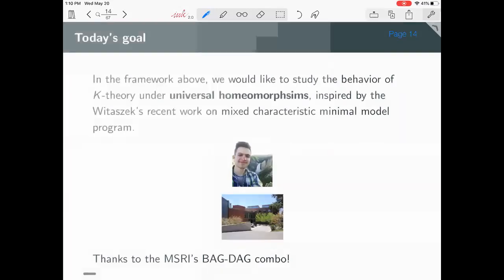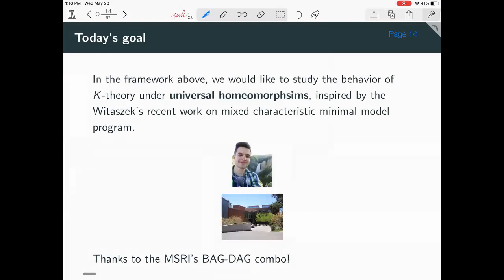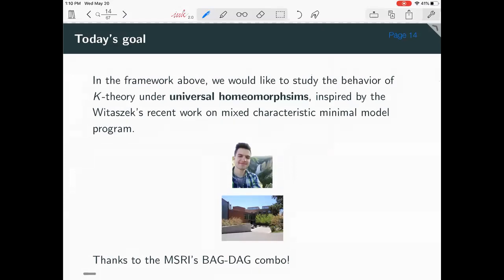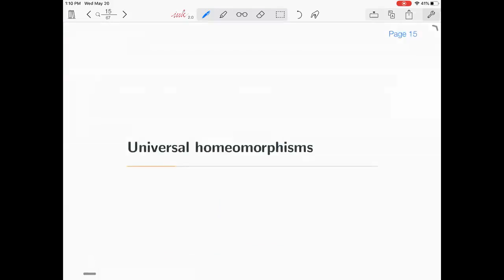And what I find fun about this project is that it's really a combination of the DAG program and the MSRI program that ran last year. There was this program called Derived Algebraic Geometry where I was part of, and then there's this other program called Birational Algebraic Geometry that Jakub was part of. And somehow people actually spoke to each other and, you know, some things came out. It's kind of an exciting thing, and that's MSRI right there, below Jakub. Okay. So let me explain universal homeomorphisms through several examples. This will be a very example-based section of the talk. Okay, are there any questions so far?